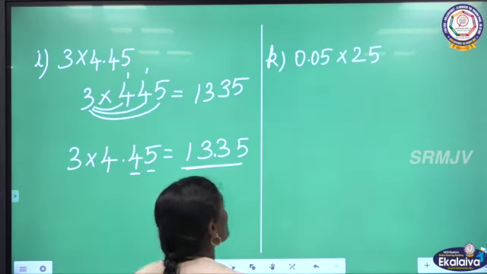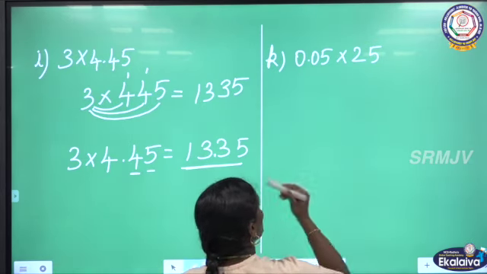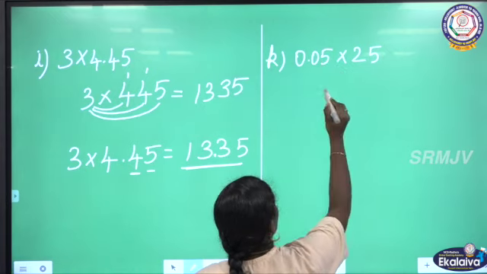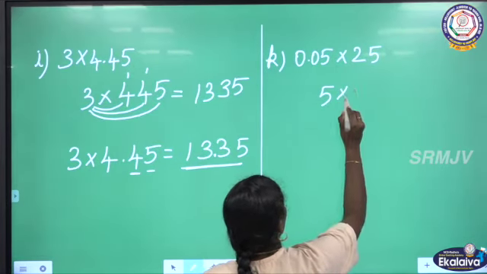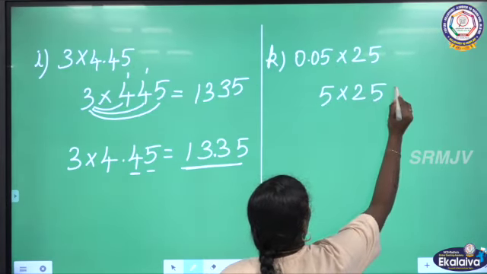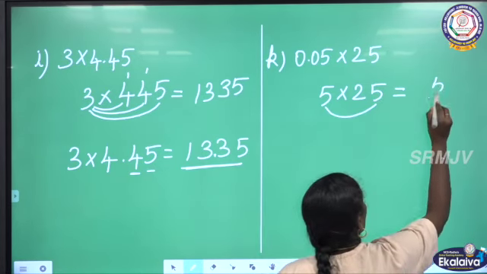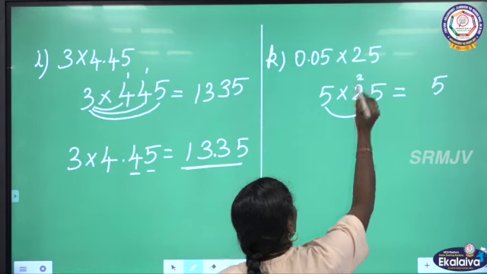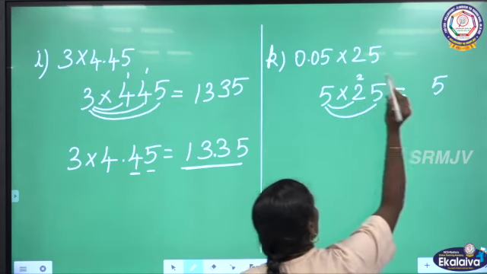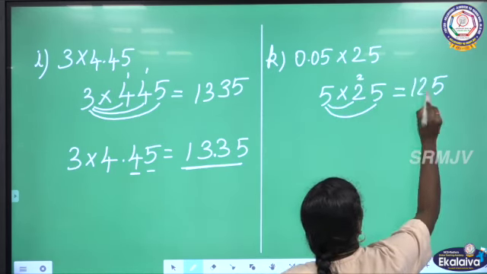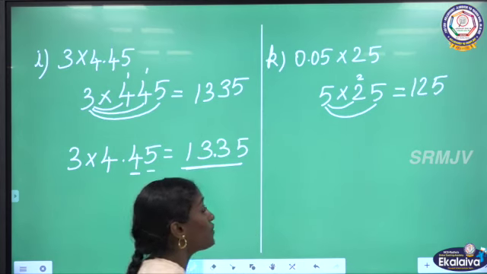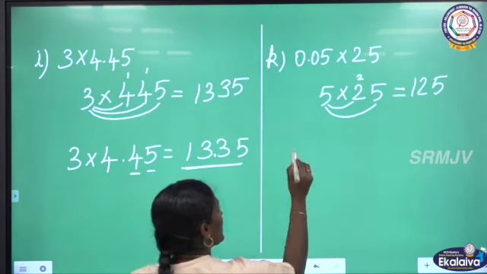So next one, 0.05 into 25. First I am going to take it as a whole number, 5 into 25. Here 5 into 25. 5 5s are 25, 5 here, 2 carry over, 5 2s are 10, 10 plus 2, 12, 125. 5 into 25 is 125.